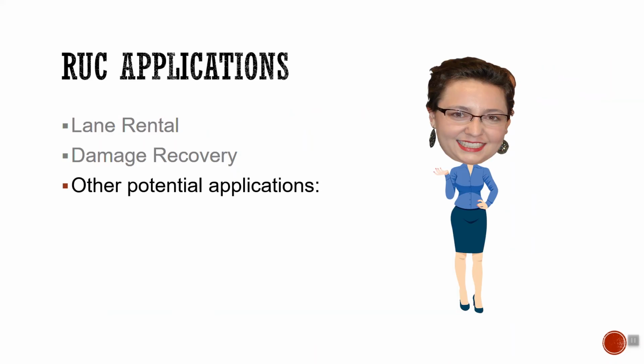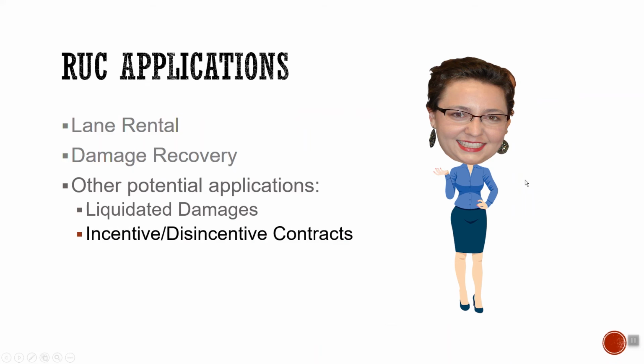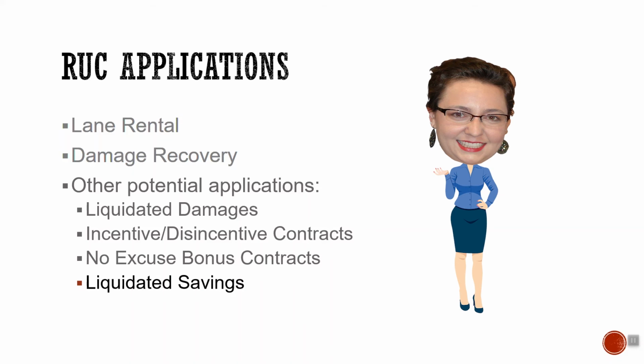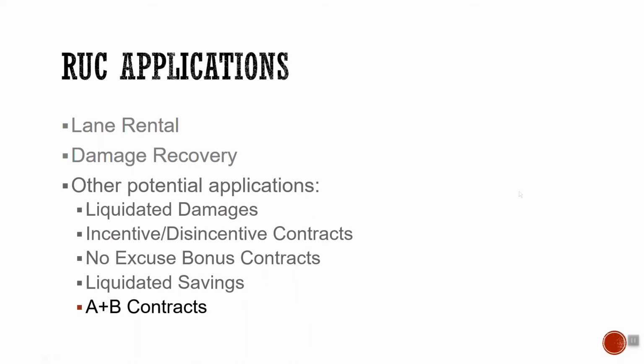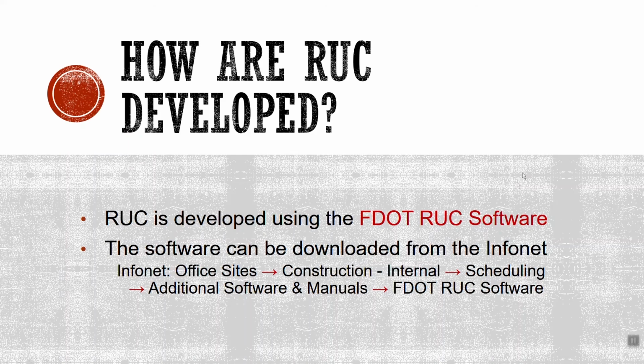Some other potential applications for road user cost include liquidated damages, incentive-disincentive contracts, no excuse bonus contracts, and liquidated savings. We talked about the A plus B, but it could be used for ones that don't have the lane rental aspect as well. So how are road user costs developed for FDOT? We use the road user cost software. You can download this software through that link off the InfoNet, so the internal website.